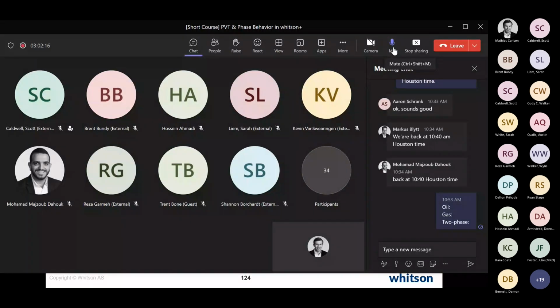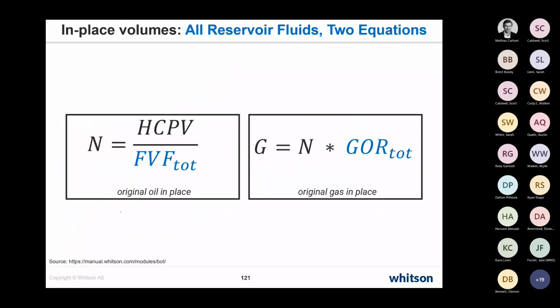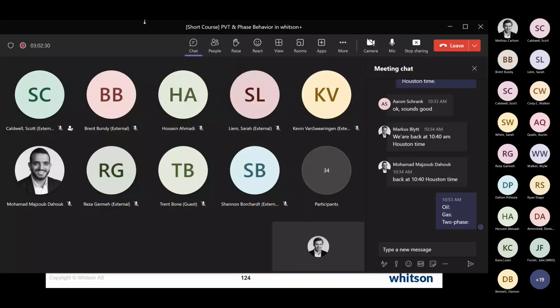And again, the formulas can be found in the slides a couple of slides back. That's on slide number 121. That's the formulas you'll apply. Just hydrocarbon pore volume divided by formation volume factor. That's the formulas we should use.